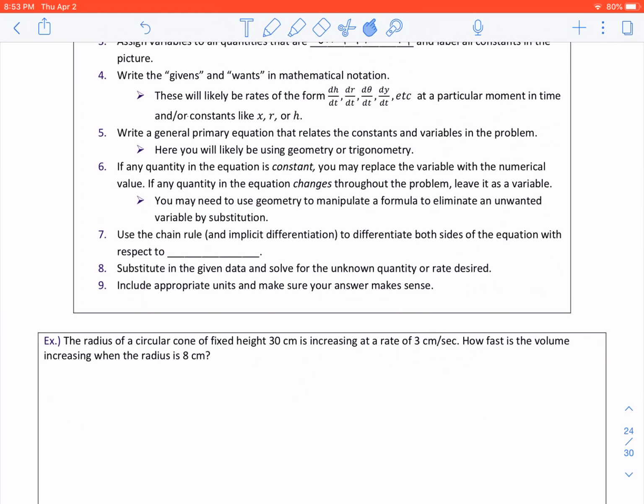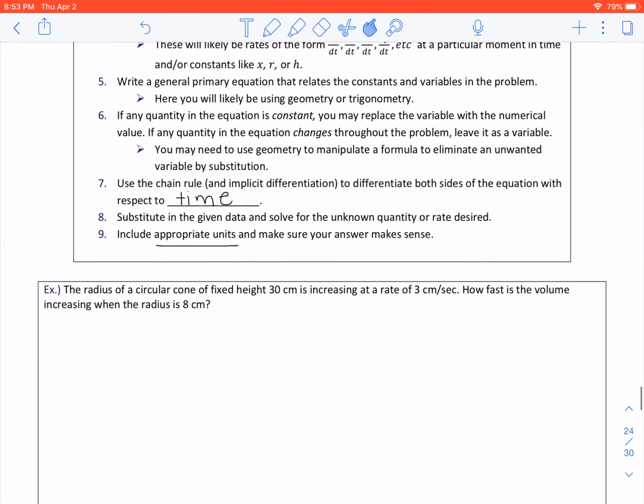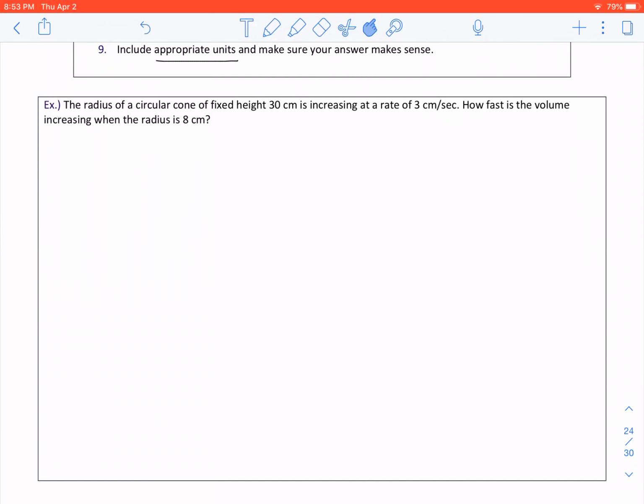The next one, 7, says use the chain rule and implicit differentiation to differentiate both sides of the equation with respect to time. It's always with respect to time. Number 8 says substitute in the given data and solve for the unknown quantity or rate desired. 9 says include the appropriate units. So don't forget your appropriate units and make sure that your answer makes sense. So there's another example here that we're going to look at.